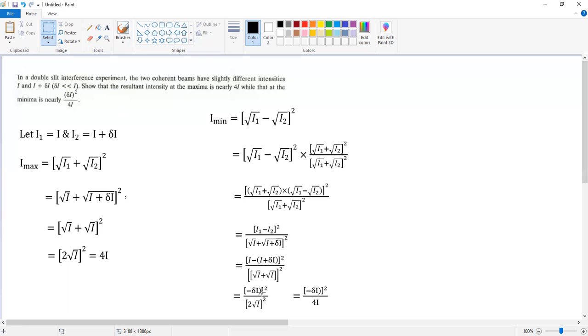So you get minus delta I whole square by 2 root I whole square, and 2 root I whole square is again similar to this, 4I. It's delta I square by 4I. The minus doesn't matter because it's positive in the whole square.